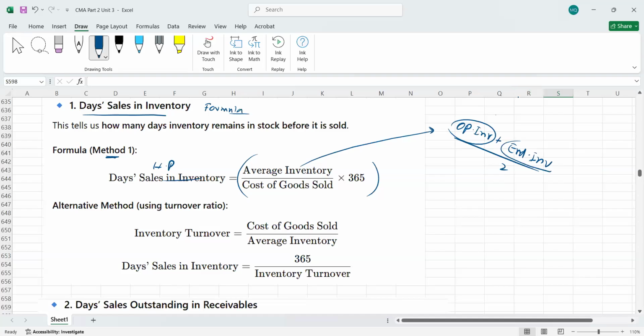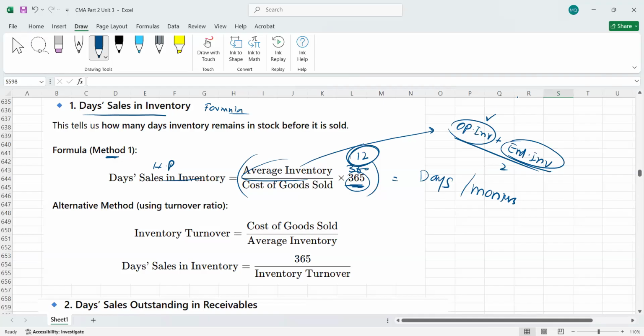If opening inventory is not given, please remember you can use ending inventory instead of average, because an average can be calculated only if two figures are there. If only one figure is available, you can use that one. So average inventory is the numerator, divided by cost of goods sold, and multiplied by 365. It could be 365 or 360 days in a year, so you have to check the question to see how many days it asks you to use. This will give you the answer in days if you multiply with 365. If you multiply with 12, it will give you the answer in months.